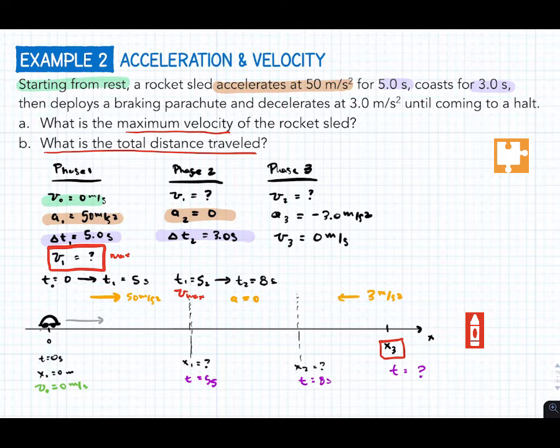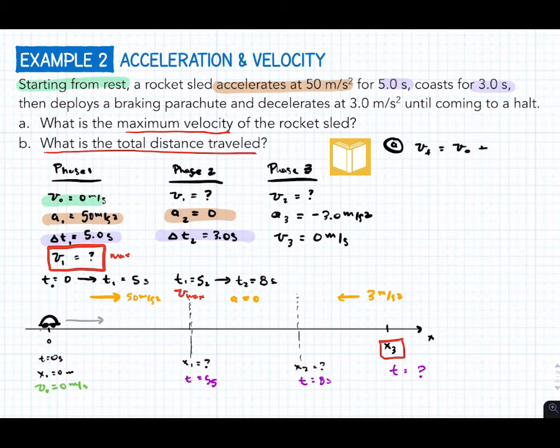Just to start out with part A, we want to know the maximum velocity. So we could just use the standard velocity equation, which is V final is equal to V initial plus A delta t, right? This is the equation we just came up with. It's just the velocity equation for a constant acceleration. So we can change the labels around.